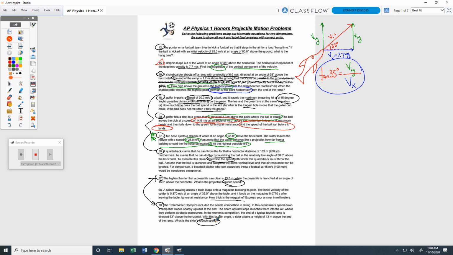It says this quarterback claims that he can throw a football a horizontal distance of 183 meters. That's 200 yards. In other words, he can throw it two football fields. Crazy claim. I've watched the NFL in the past. If you've ever watched the old Pro Bowl down in Hawaii, they usually do different tests, and one I remember was distance, who could throw it the farthest. A few years ago when I watched it, they were throwing it at a max somewhere around 70 yards. So to say 200 yards, that's crazy.